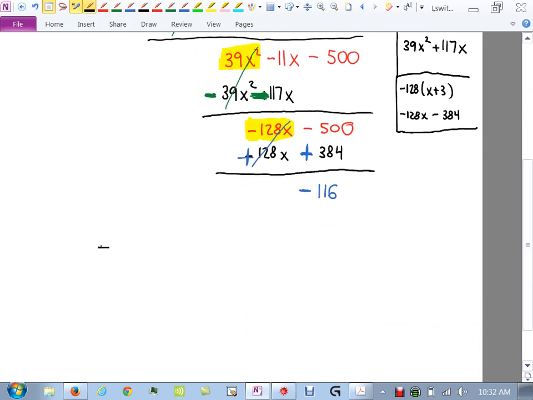Final answer is the negative 9x squared, right, plus 39x minus 128 plus. Now, you always use a plus sign here. I'll even make it blue. Always use a plus sign. Now, what is the remainder? Negative 116. You put the remainder, negative 116, divided by or over the divisor. What was it that we were dividing by? X plus 3.